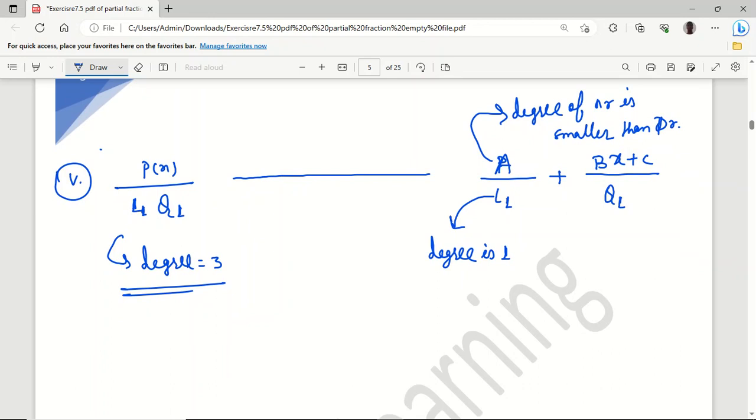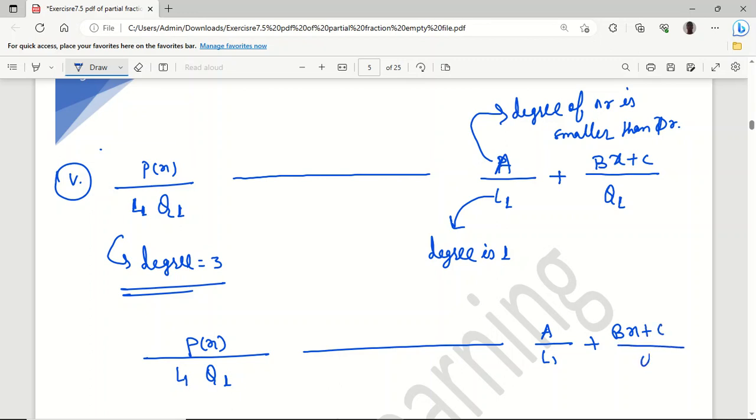And why are we doing this again? Because again we have to equalize it. If we do not write it, we might miss some term containing x, and then we'll get a wrong answer. That is why we have broken them into such partial fractions. So we'll write px upon L1 into q1 as a upon L1 plus bx plus c upon q1.